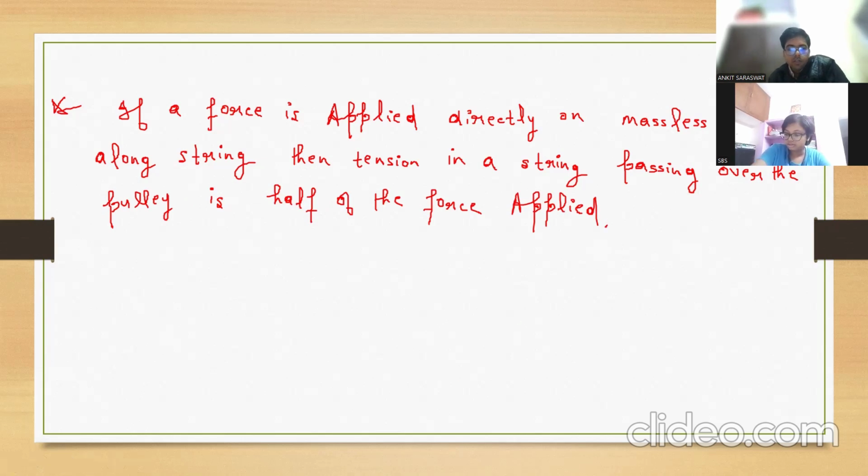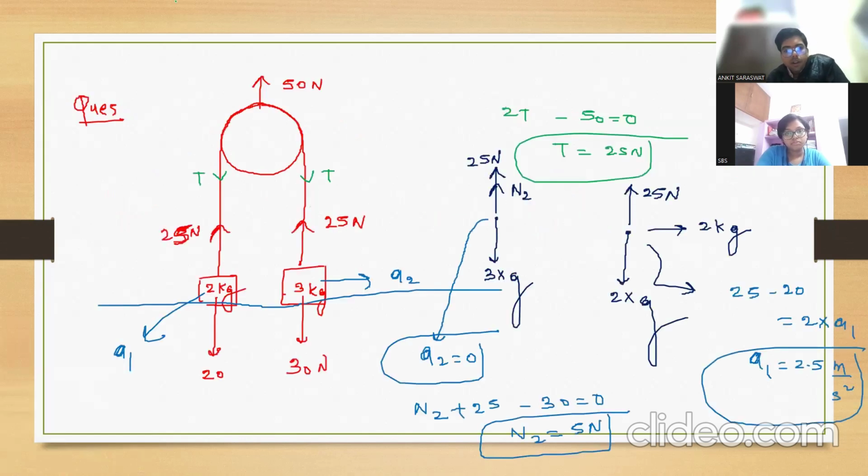Yes, sir. Okay. The same thing I can show you in the previous question. Here, how much force are you going to apply directly? This force is applied directly on a, not a string, pulley. Massless pulley. How much? 50 Newton. Clear? If a force is applied directly on a massless pulley, then the tension in the string passing over the pulley will be what? Half of the force applied. 50, 25, 25. You can check.